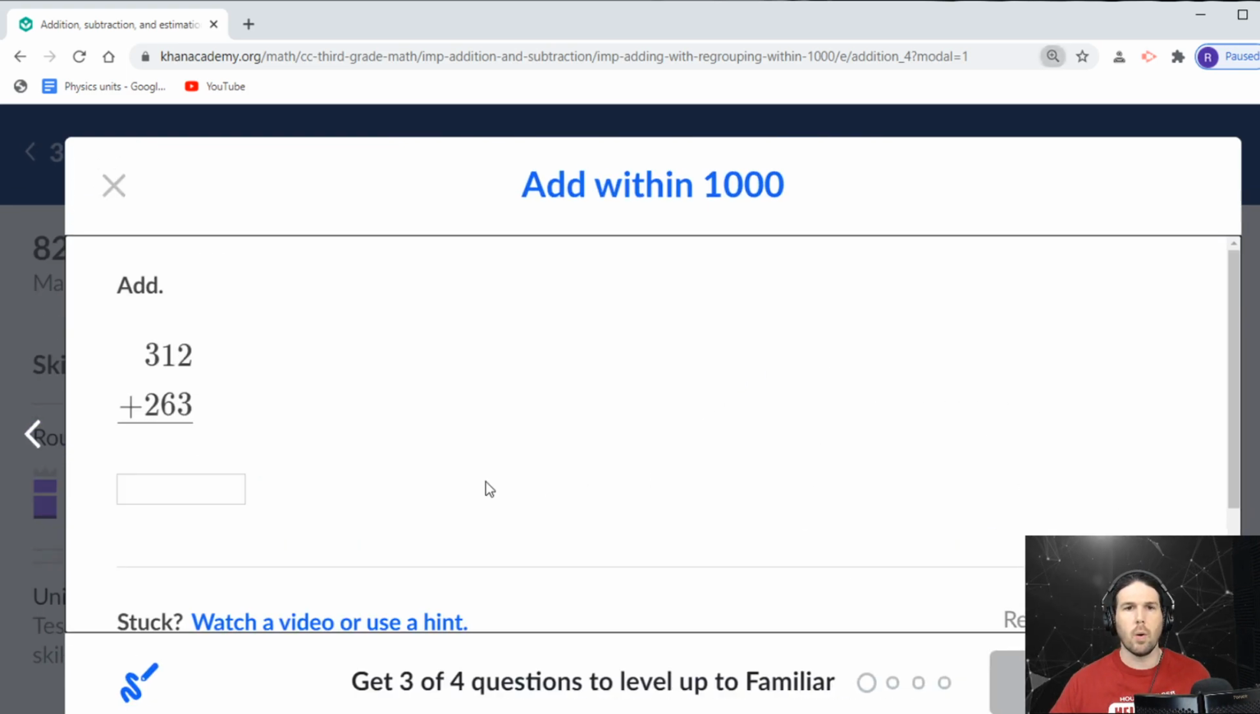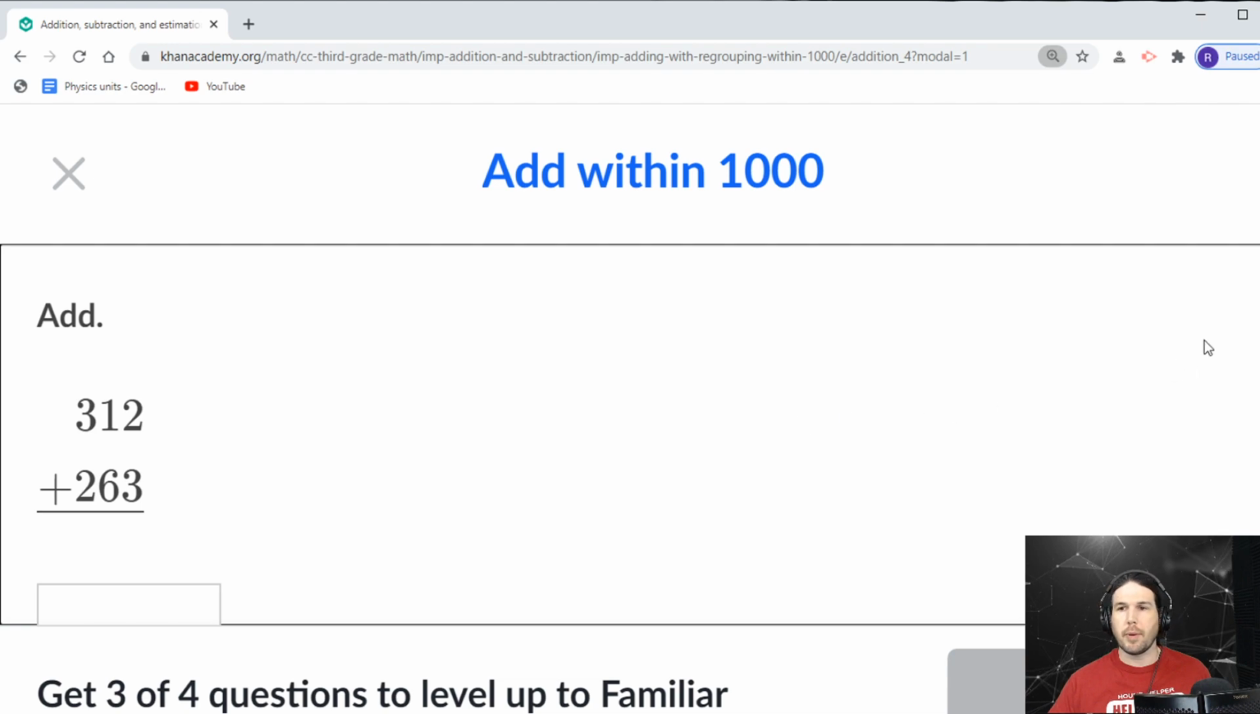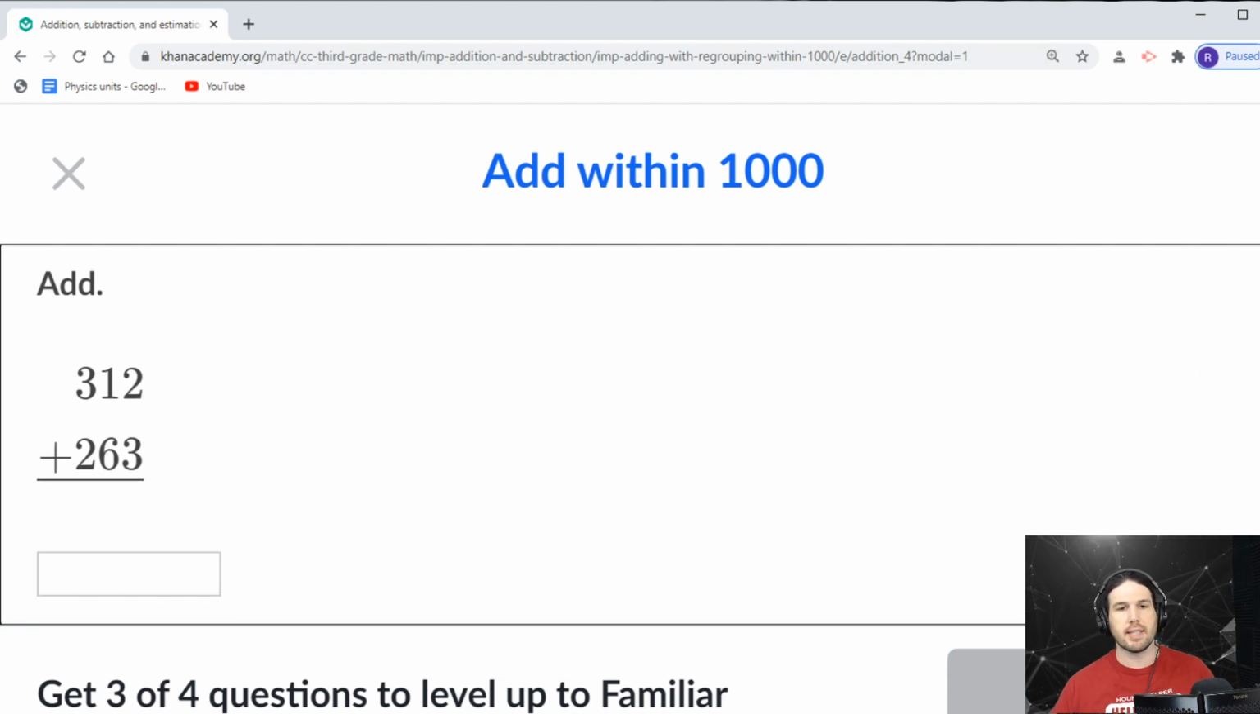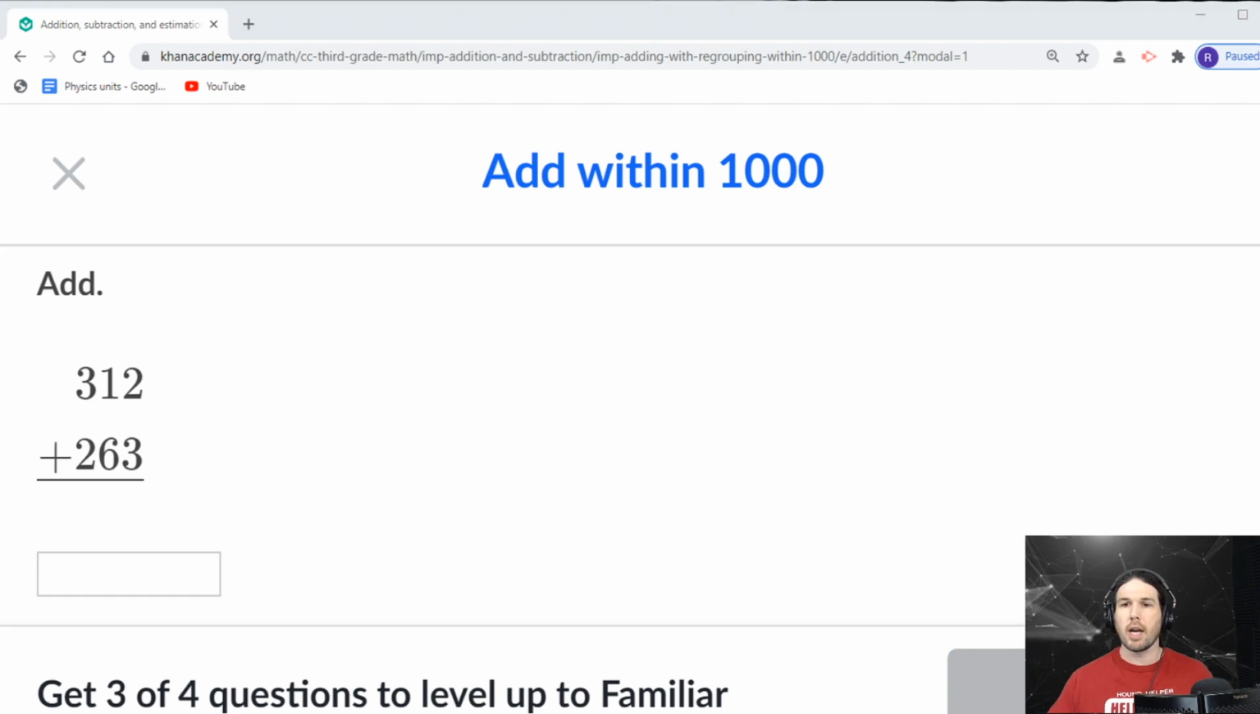Let's go. All right. Add 312 plus 263. Man, it's been a little bit. This is a bit of review. That's fine. Let's do this two different ways, shall we? There are a couple of different ways that we can do this. And the first way I'm going to do it is sort of the classic way that you probably learned if you're about my age.